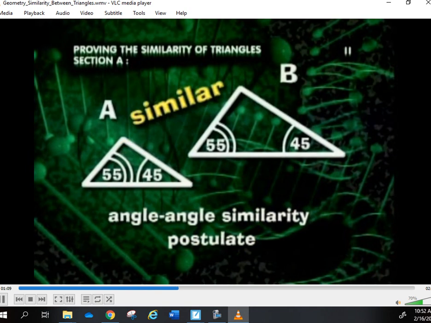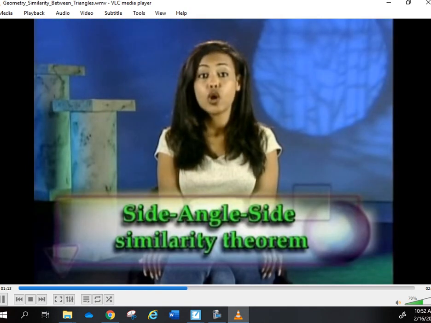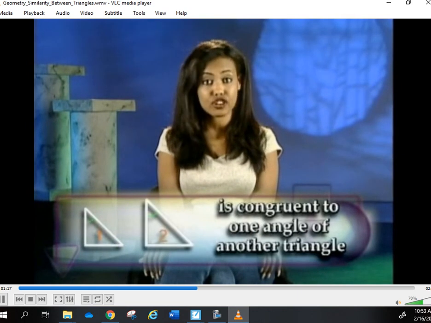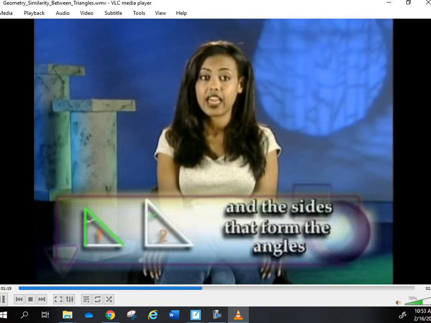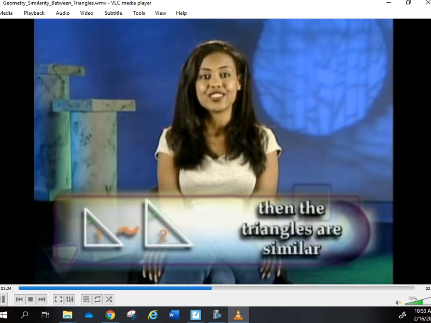Not congruent, but similar. Next, we have the side-angle-side similarity theorem, which says that if one angle of one triangle is congruent to one angle of another triangle, and the sides that form the angles are in proportion, not congruent, but in proportion, then the triangles are similar.